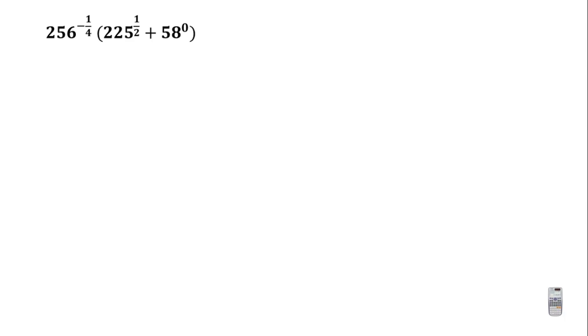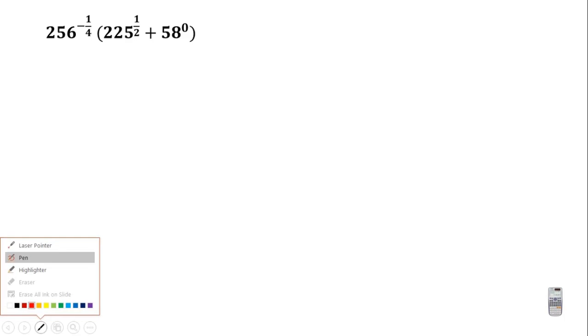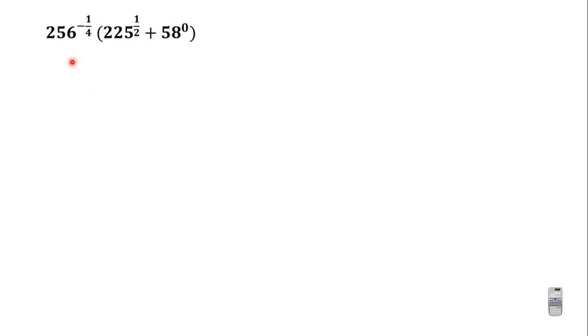256 exponent minus 1 over 4 into bracket 225 exponent 1 over 2 plus 58 exponent 0. So to solve this question, we will have to change 256 to index form and change 225 to index form. We know that 58 exponent 0 is 1 from the properties of indices. So that is exactly what we are going to do.